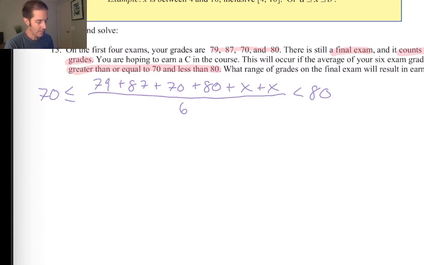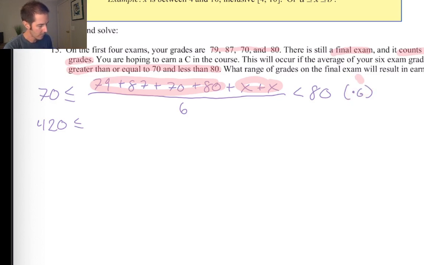All right, let's solve this thing. Again, we've got a fraction in our inequality statement. I don't like it. I'm going to get rid of the 6 right away. Let's multiply this whole thing by 6. 70 times 6 is 420. Let's go ahead and do this arithmetic and this arithmetic. The 6 in the denominator is going to cancel out. That's why we were multiplying by 6 in the first place, to get rid of that denominator.